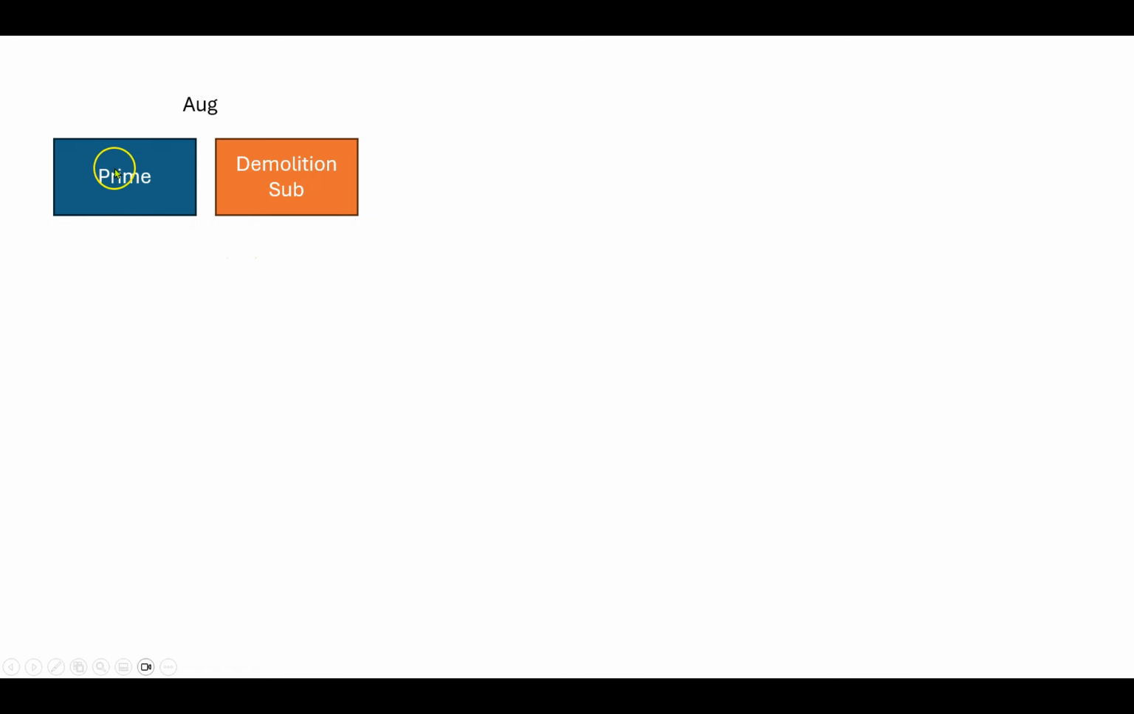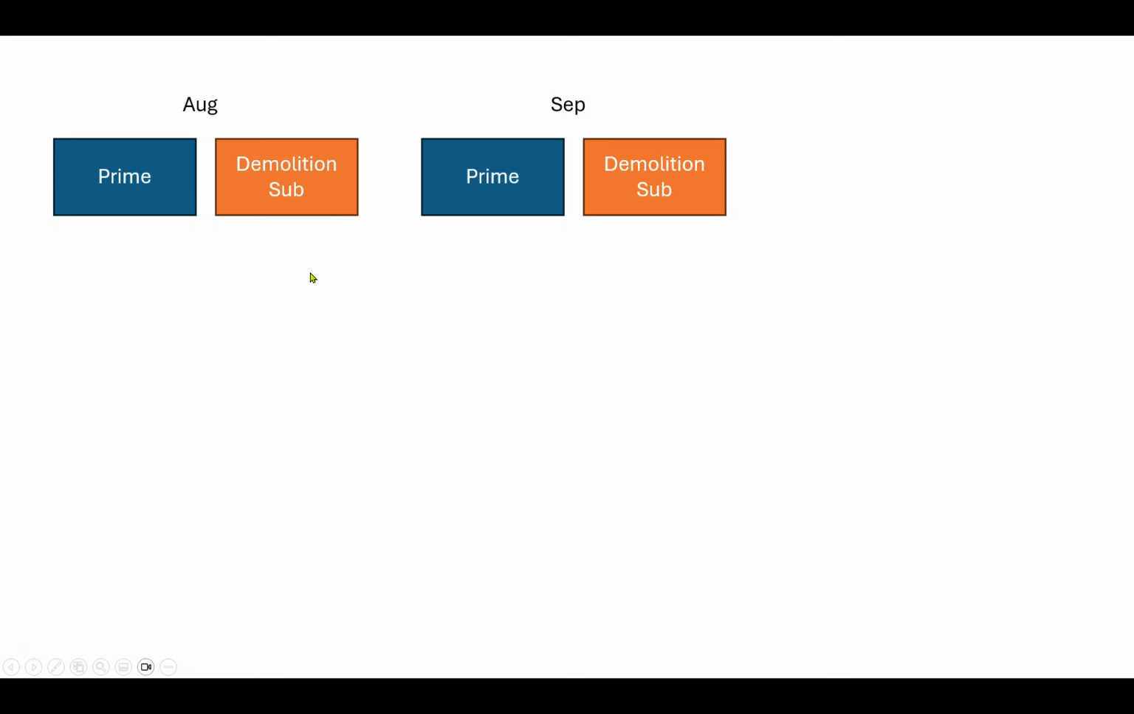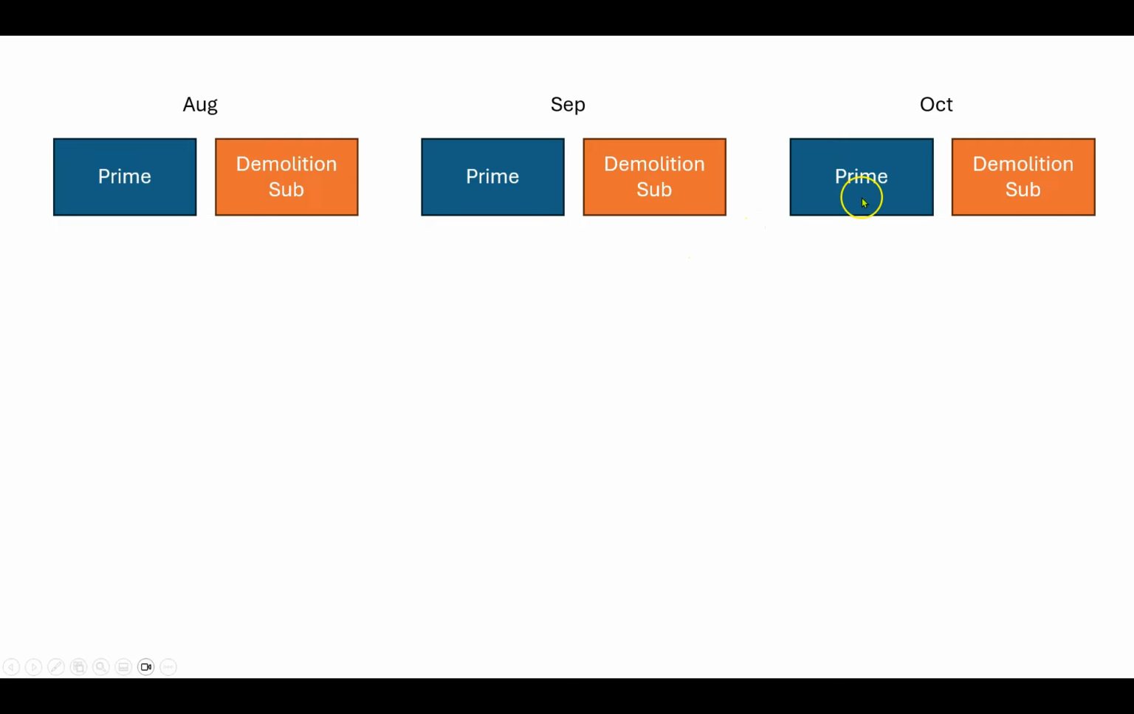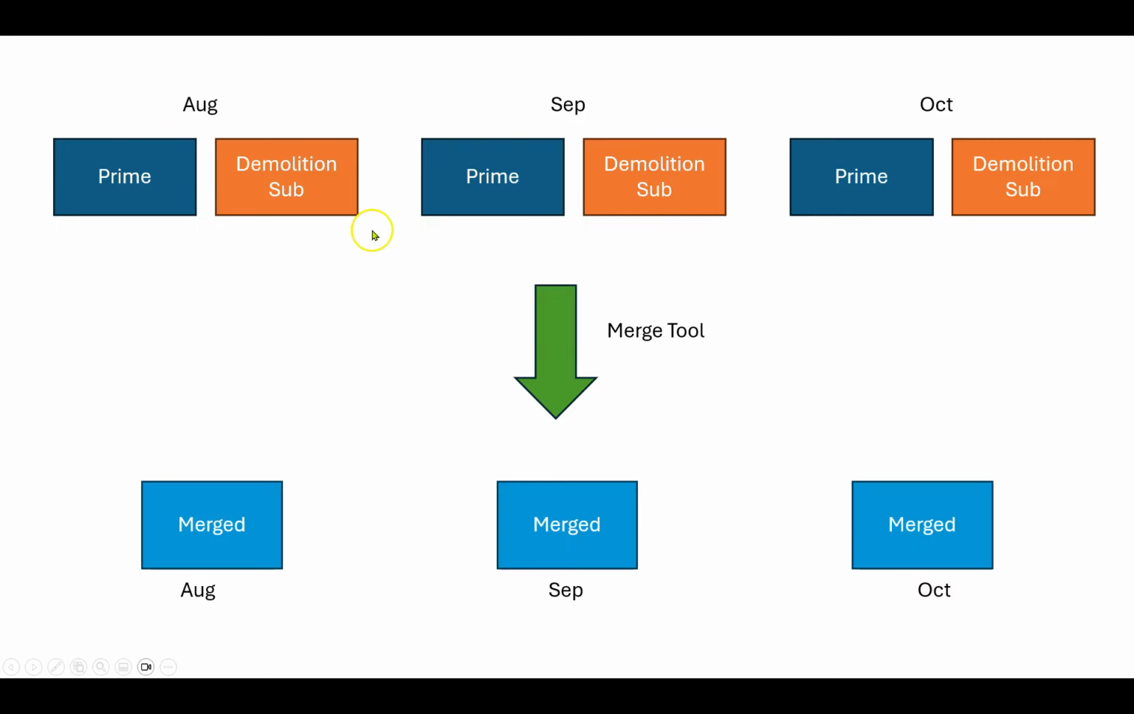So I'm going to close this, and I'm going to hop over to PowerPoint again. And I'm going to show you, here is August, the prime schedule and the subcontractor schedule, which is the demolition activities. And we've got the same 2 schedules, but 1 month later in September and 1 month later in October. And remember, these all have the exact same data date, which is what's preventing us from analyzing them all together. And so what the merge tool is going to do is it's going to merge these 2 into one schedule with the August data date, and the same thing for September and the same thing for October. So let's see how it works.